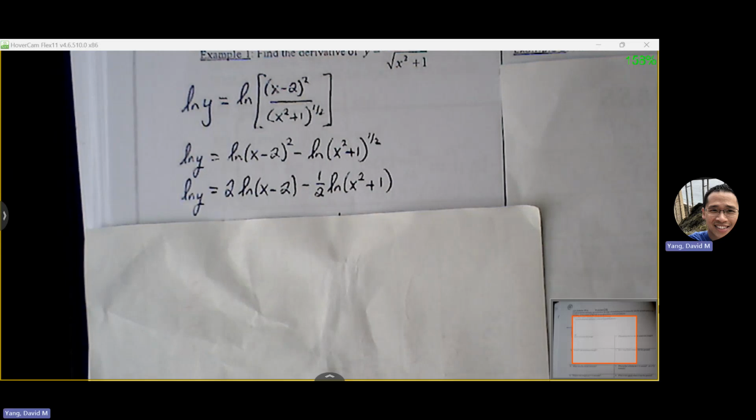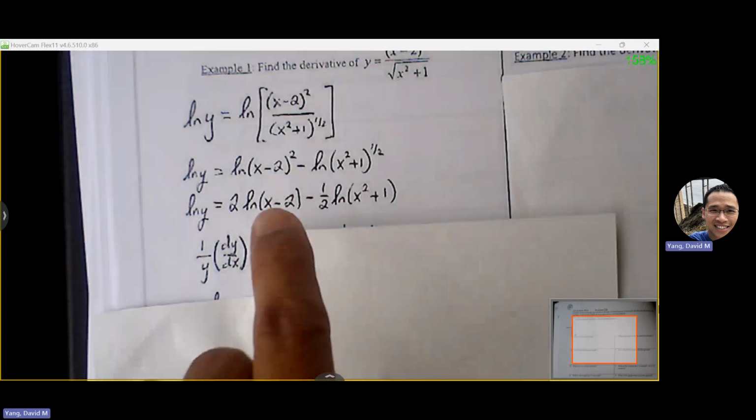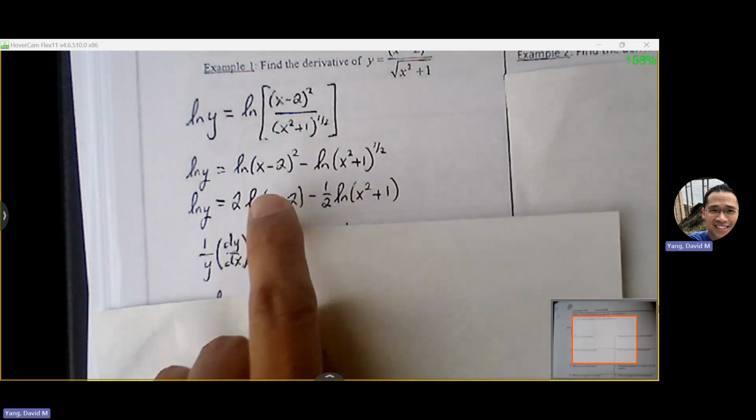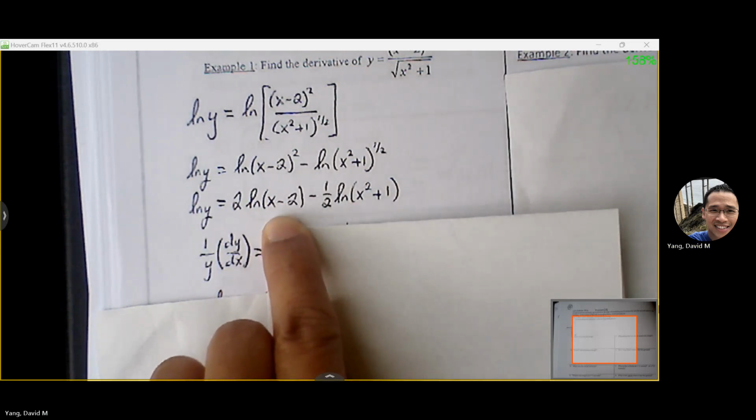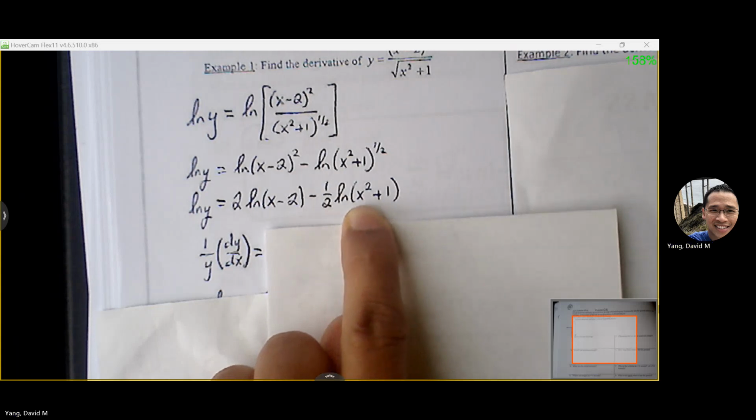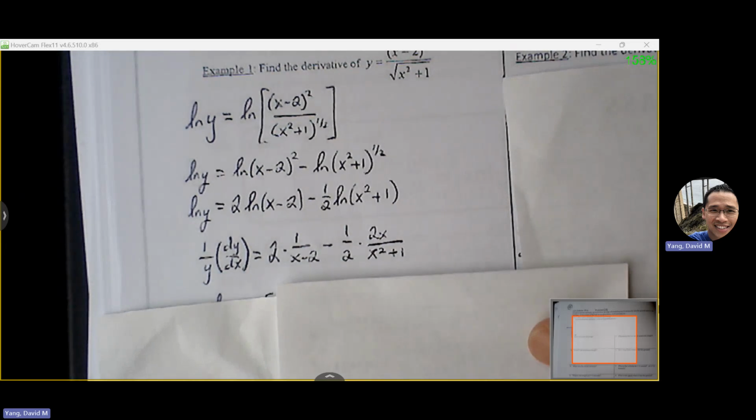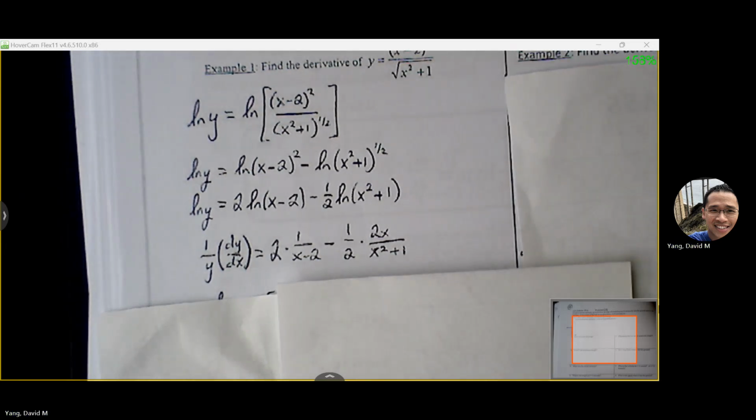And then what's next? Equals what? 2 natural log of x minus 2 becomes what? The 2 stays, right? But then natural log of x minus 2 turns into what? U prime over u, so 1 over x minus 2. And then we keep going forward, 1/2 stays. And then we do u prime over u for natural log of x squared plus 1. What's u prime? 2x over x squared plus 1. Good. So we have our derivative. And now it's just, how do we clean this up?